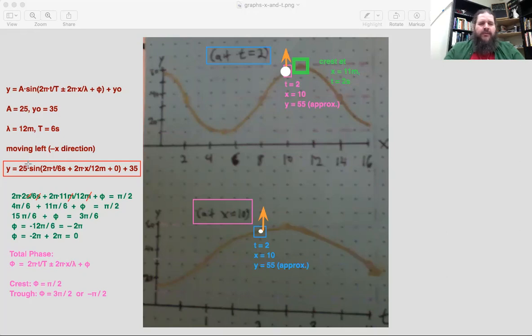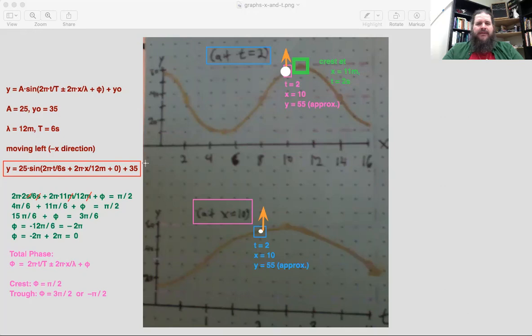Or alternatively, you could create other graphs. Like let's say you wanted to make a new t versus y graph at x equals 15 meters. Plug in 15 for x and you get y equals a function of just t, which you can then graph. And that'll be the shape of the wave at x equals 15. Or I guess I should say the history of the wave, since it's a t versus y graph.